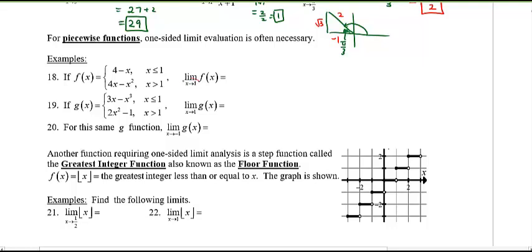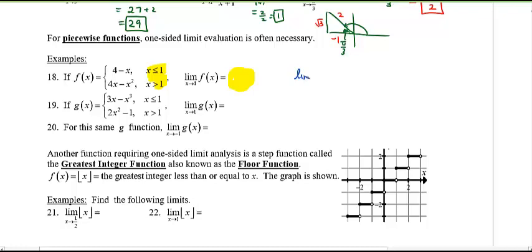Now, we can't just go blindly and plug this in right now, because we're not really sure what happens at 1, because there are two separate pieces. The breakpoint just happens to be at 1. So before you answer this, you better answer the following.